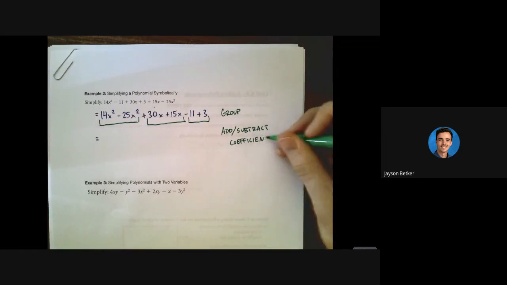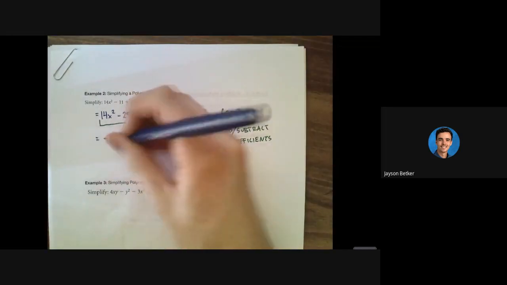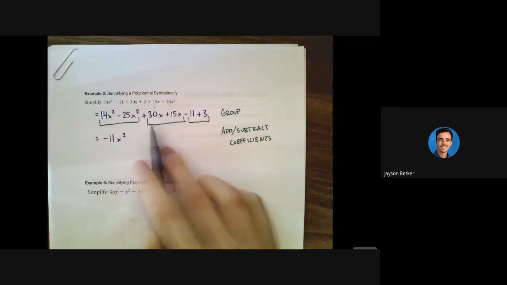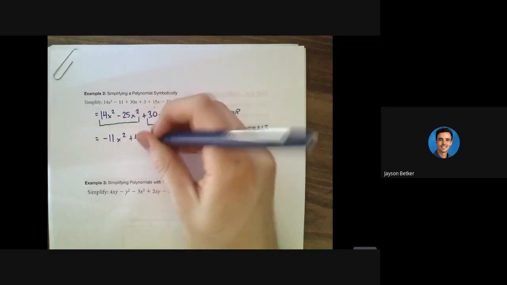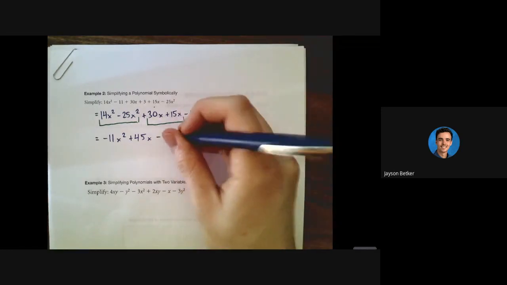coefficients. Big word, coefficients. Okay? Let's add slash subtract coefficients. So 14 minus 25. Mental math, 14 minus 25 is going to give you negative 11x squared. 30 plus 15 is 45x. And then negative 11 plus 3. That's tough. Negative 8. So there you go. There's your answer.